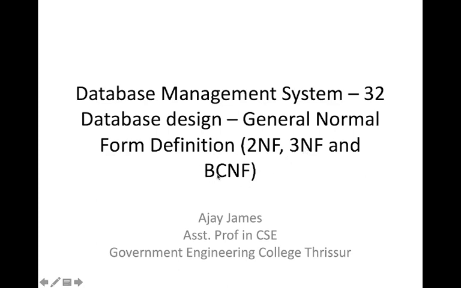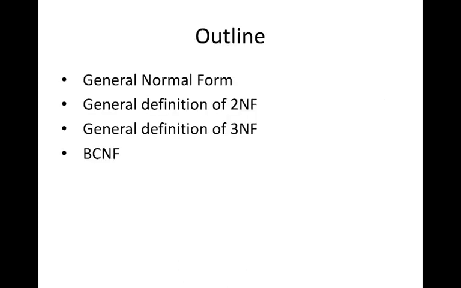So in this lecture, we will see the general normal form definitions of second normal form and third normal form, and also we will introduce one more normal form, that is Boyce-Codd normal form, BCNF. Second normal form and third normal form we have already seen based on the primary key. Now we will see them based on candidate keys. There are other keys in that relation, and all those keys are known as candidate keys.